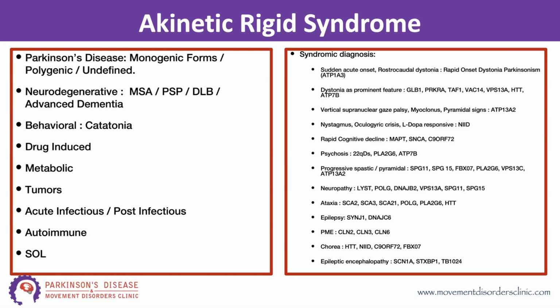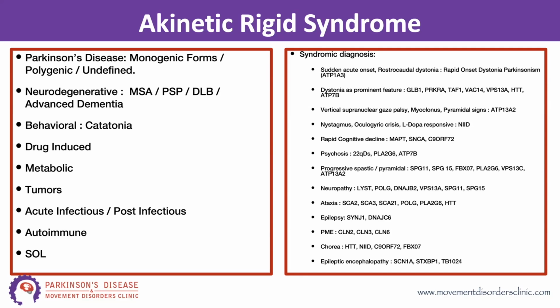Progressive spasticity or pyramidal features, possibly to consider would be hereditary spastic paraplegia syndromes like SPG15 or PARK15, FBXO7, PLA2G6, or associated neuropathies could be there. Then people with ataxias, look for spinocerebellar ataxias or mitochondrial disorders. Associated epilepsies could be there, or progressive myoclonic syndromes could be there. Primary chorea associated with akinetic rigid syndromes, or even patients with akinetic rigid syndromes with associated epileptic encephalopathies. We have different syndromic diagnoses which can be considered.